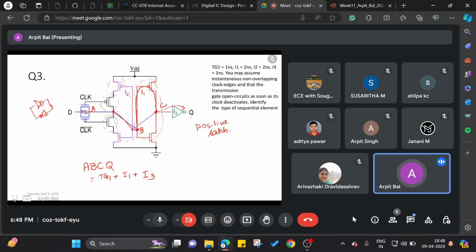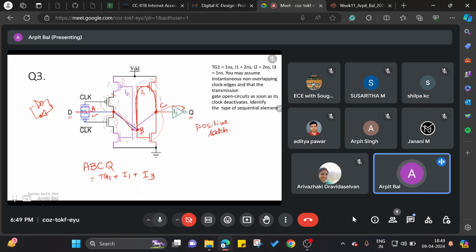If D has to be reflected till Q point, D to Q is the delay when the latch becomes transparent for data to go from D to Q. Let us say that's the positive latch. So it means the moment this clock becomes active, how much time does D take to propagate to Q? Let us say the clock is active, then D has to go through the transmission gate output that I am calling as A.